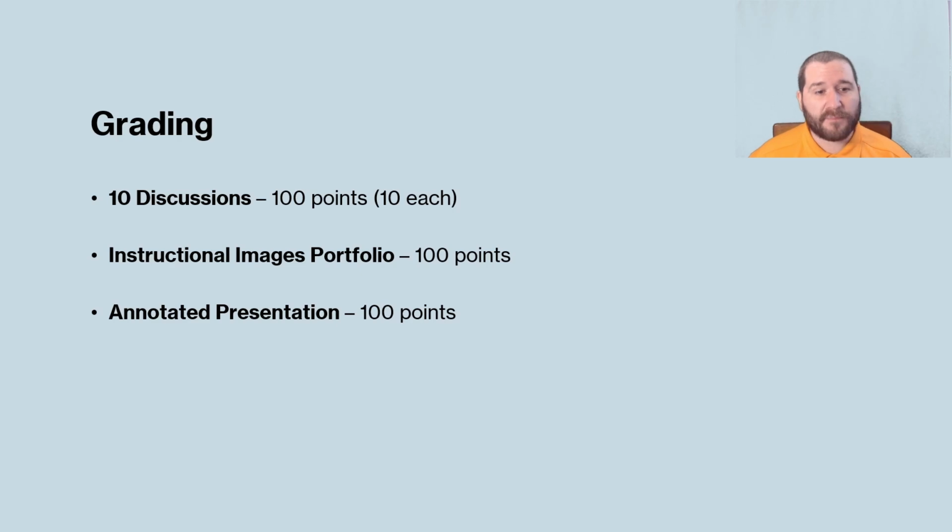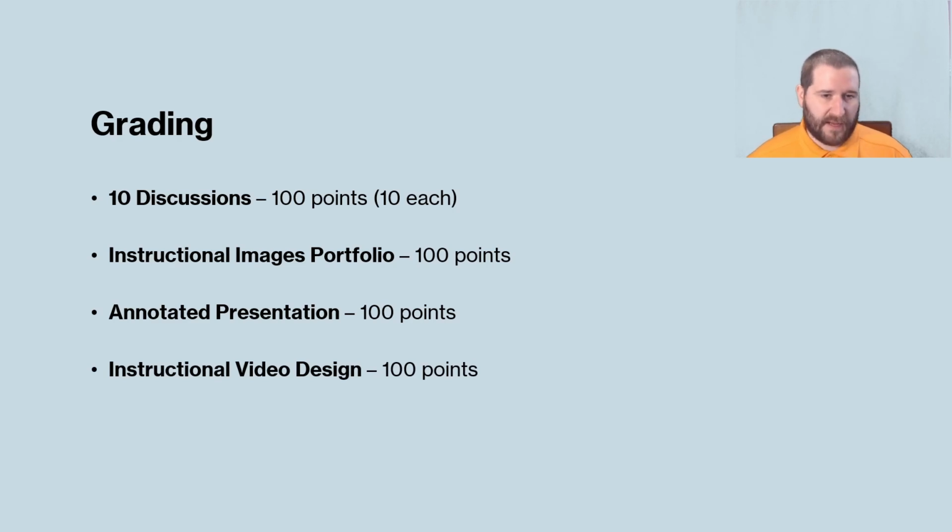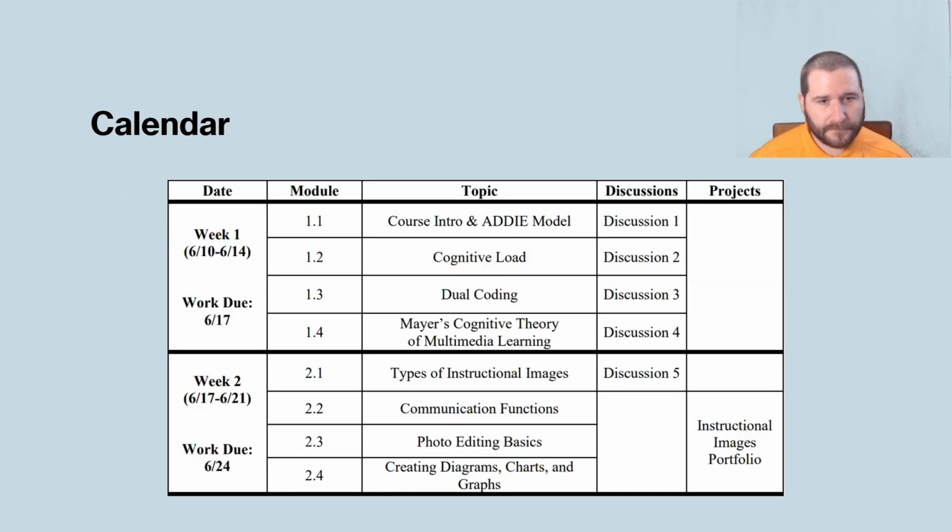Be an annotated presentation project worth 100 points. And finally, that instructional video design worth 100 points. Okay, so we'll have discussions kind of spread out. Instructional image portfolio, that'll be week 2. Annotated presentation, week 3. And our video design will be week 4. Okay, so 3 projects, 10 discussions for the class.